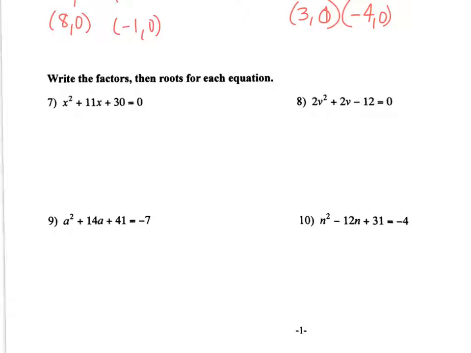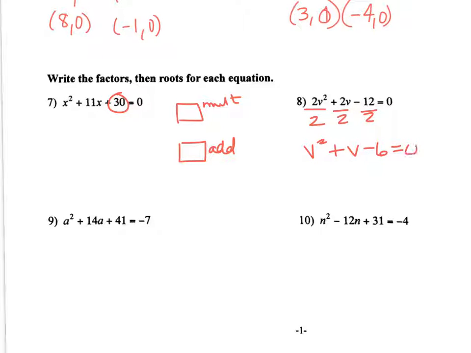For 7, 8, 9, and 10, remember you're just trying to pick 2 numbers. The third number is like the top, what they multiply to. And the middle number is the bottom, or what they add to. On 8, we talked about how you have to take the GCF out first, divide by 2. So you're really going to be working the problem v squared plus v minus 6 equals 0.